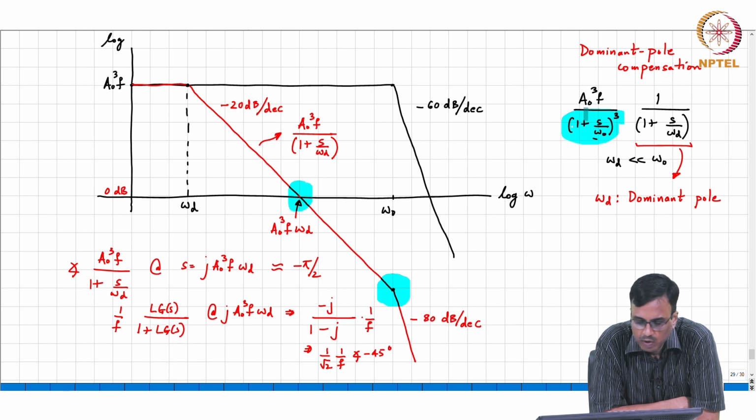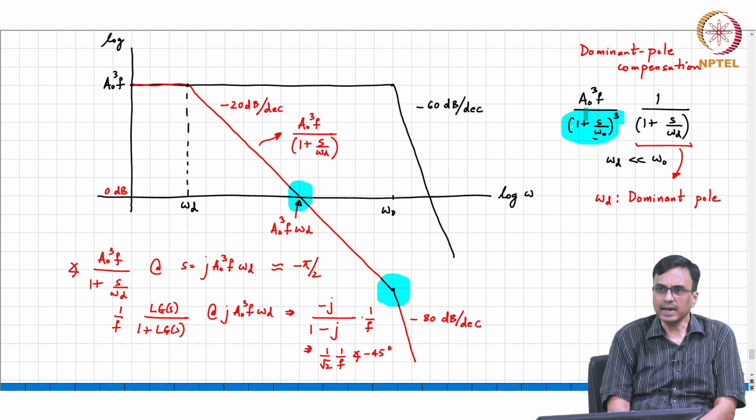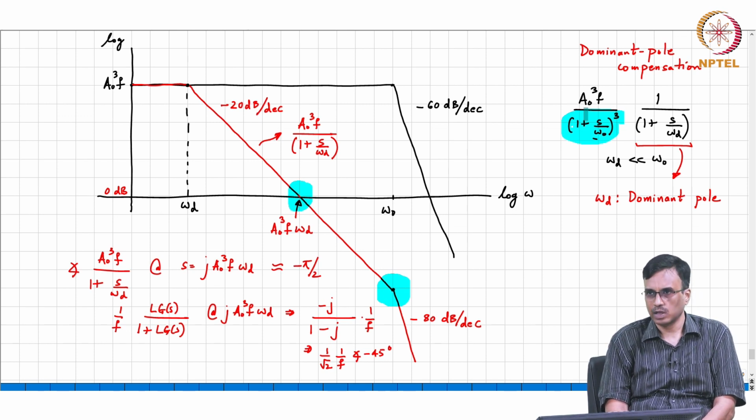So what we have paid in order to achieve stability is that bandwidth has gone down. But this seems like a reasonable trade off, because earlier you had a system which was unusable because it was unstable. Now you have a system which is usable, and you have the high DC loop gain that you want.